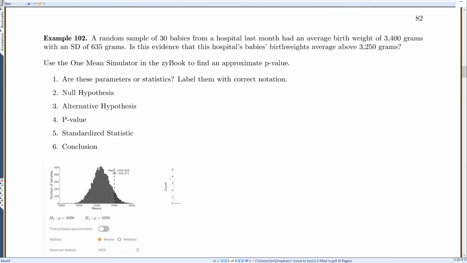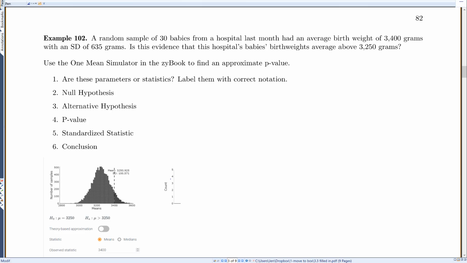So what can we do with that? Let's figure out how to actually do the test. So now we have a random sample of 30 babies from a hospital last month with an average birth weight of 3,400 grams and a standard deviation of 635 grams. Is this evidence that this hospital's babies' birth weights average above 3,250 grams? Okay. So we're going to use the one mean simulator again to find an approximate p-value.